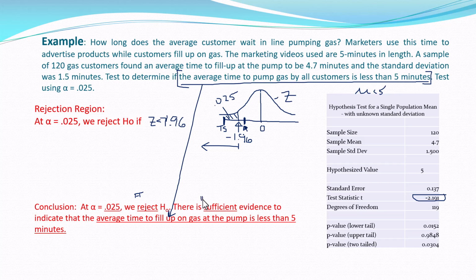There is insufficient evidence to indicate that the average time to fill up on gas is less than 5 minutes. Everything else stays the same. When you reject, there's sufficient evidence to say the alternative is true. If we were to fail to reject, which we're not in this case, we'd say there's insufficient evidence to say that the alternative is true. And that, my friends, is a test of hypothesis using rejection regions.